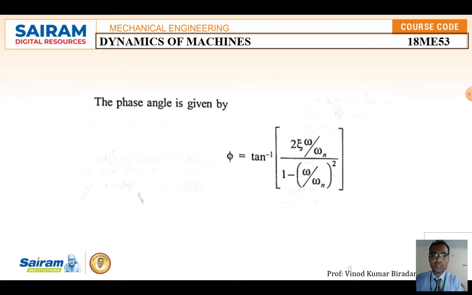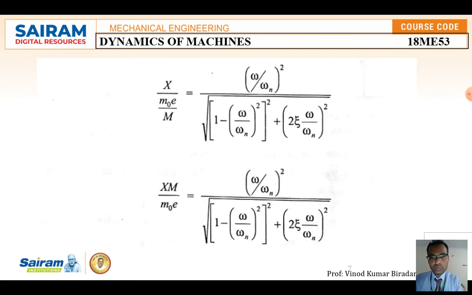Similarly, the phase angle for the rotating unbalance is given by phi equal to tan inverse of 2 zeta (omega by omega n) whole divided by 1 minus (omega by omega n) whole square. These two equations are very important. You have to derive them in the examination.